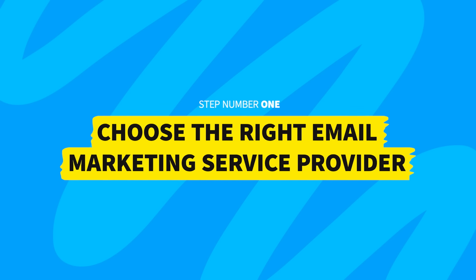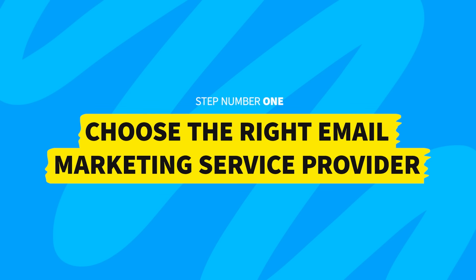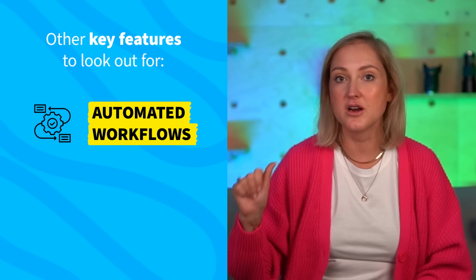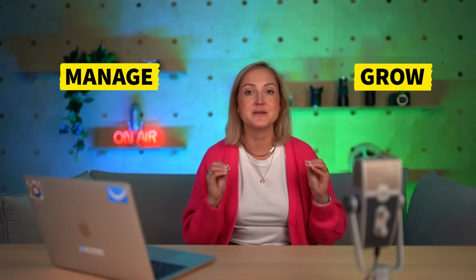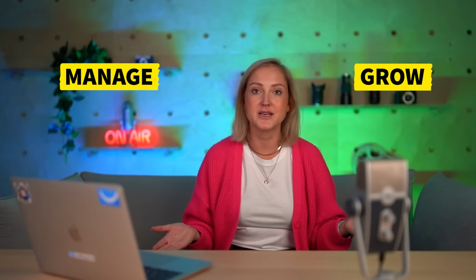Step number 1, choose the right email service provider. There are many options out there. I would obviously recommend GetResponse because we're cool and we're creating affiliate marketing content just for you. But make sure that your email service provider has experience with working with affiliate marketers. This is key. Other key features to look out for are automated workflows and list segmentation. GetResponse has those. These features help you manage and grow your email list, which is key for affiliate marketing.